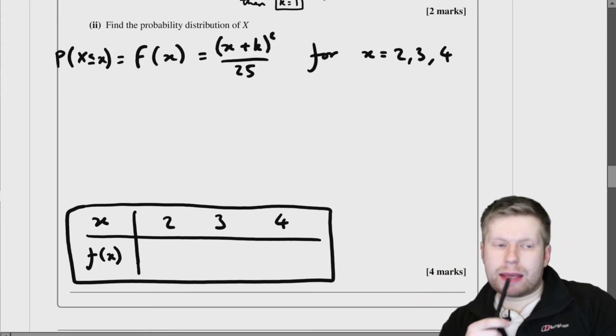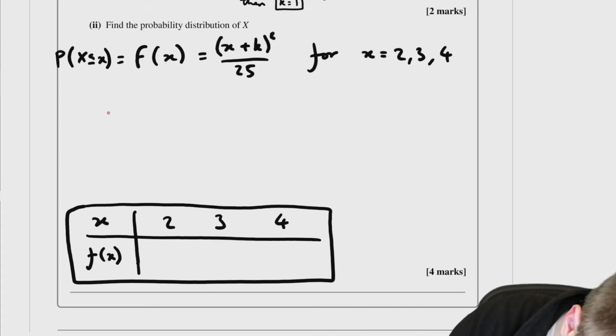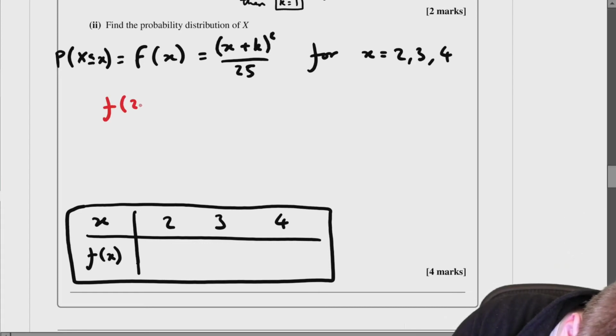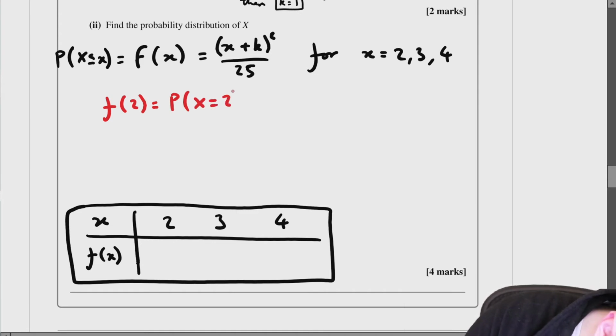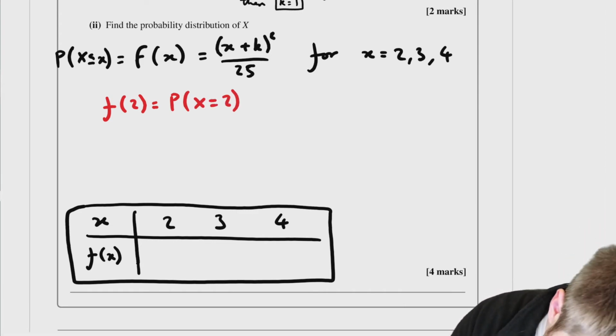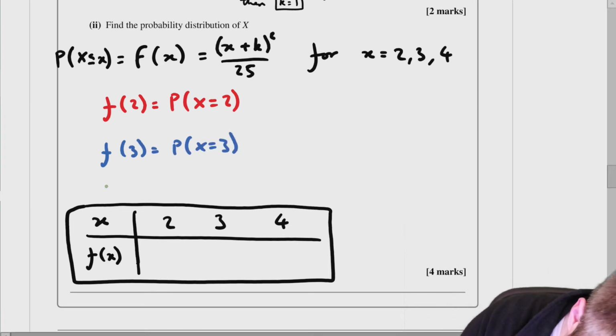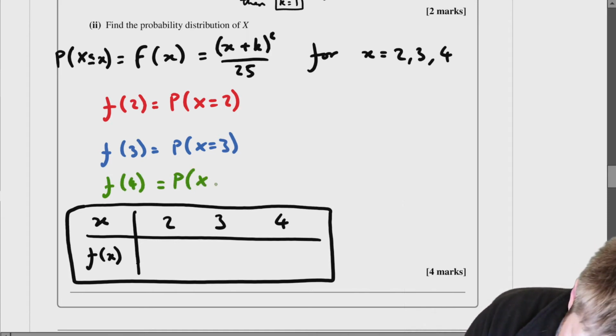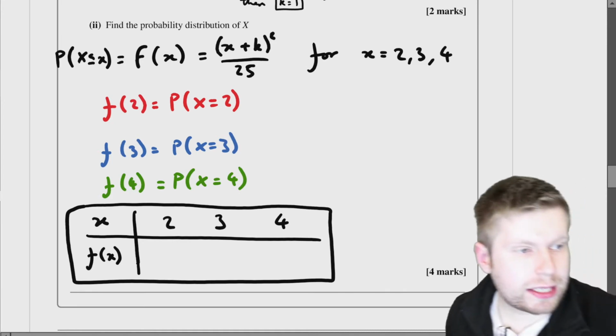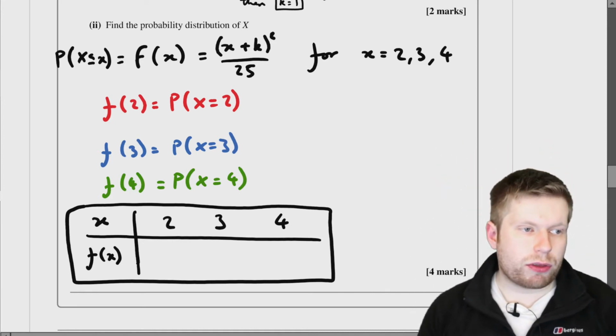Are you happy? First of all, I need to work out f of 2, which is just going to be the probability that x is equal to 2. Then I need to work out f of 3, which is just the probability that x equals 3. And then finally I need to work out f of 4, which is simply the probability that x is equal to 4. So I need to work out these particular probabilities, the red, the blue, and the green.